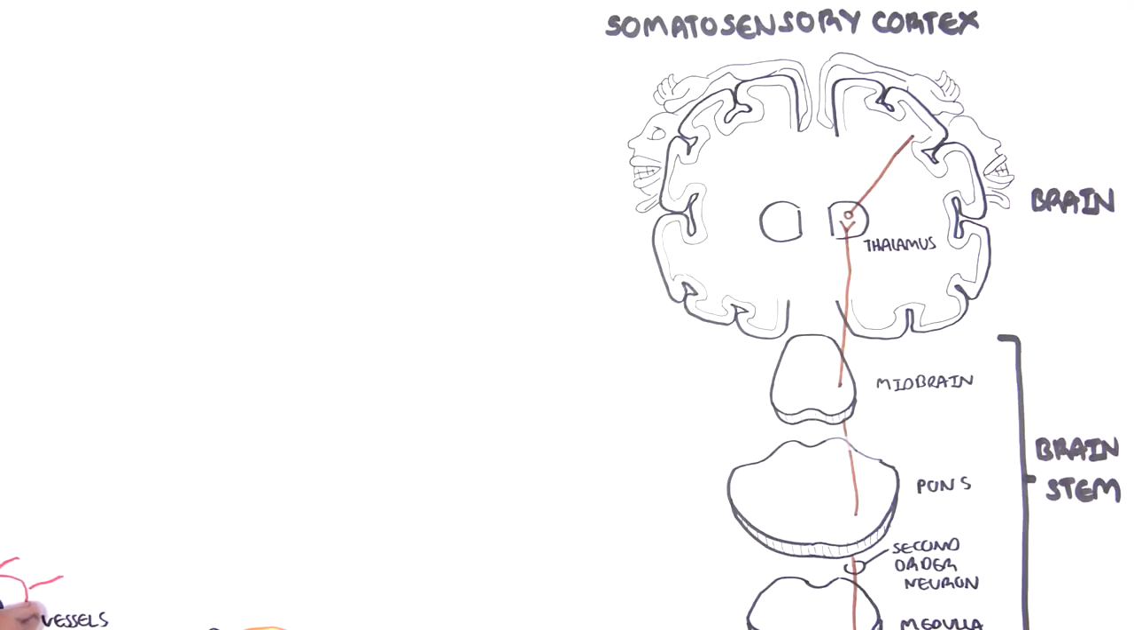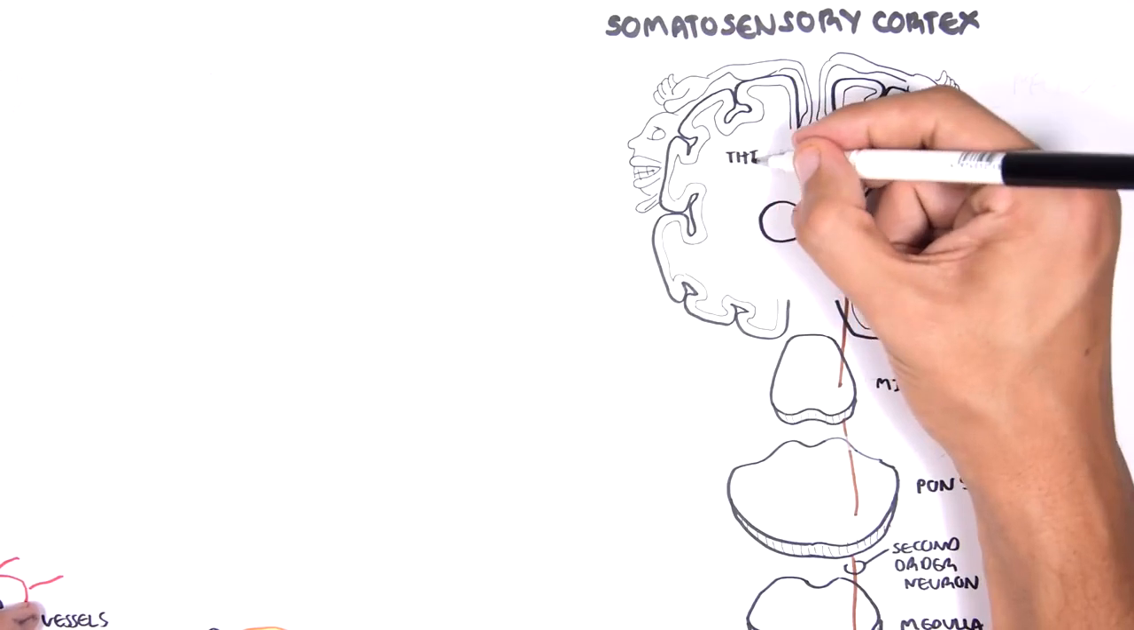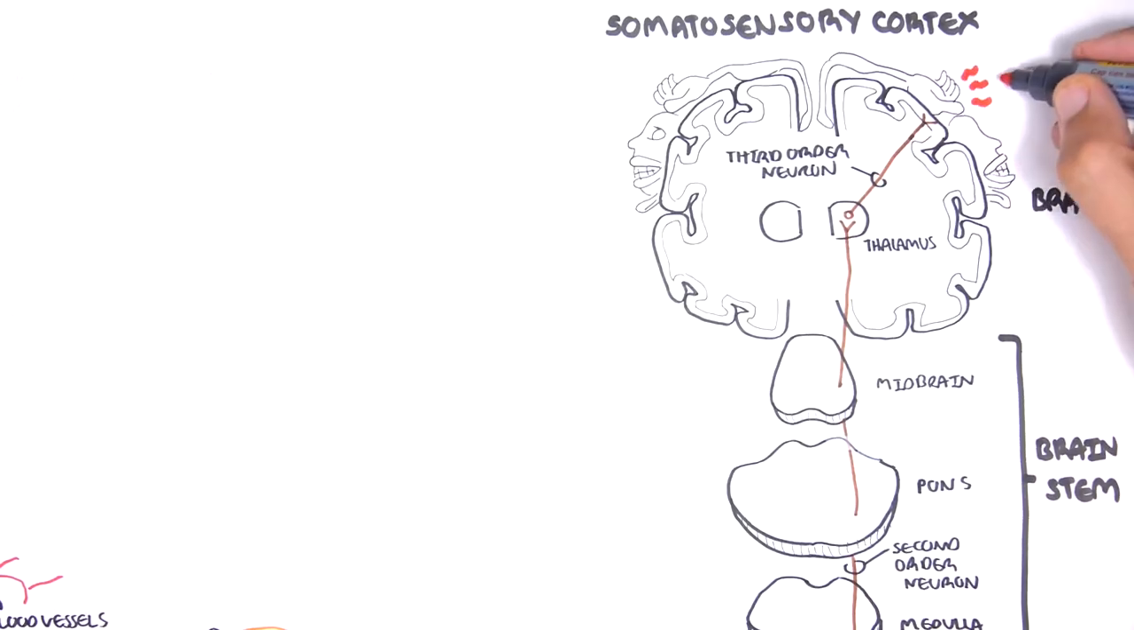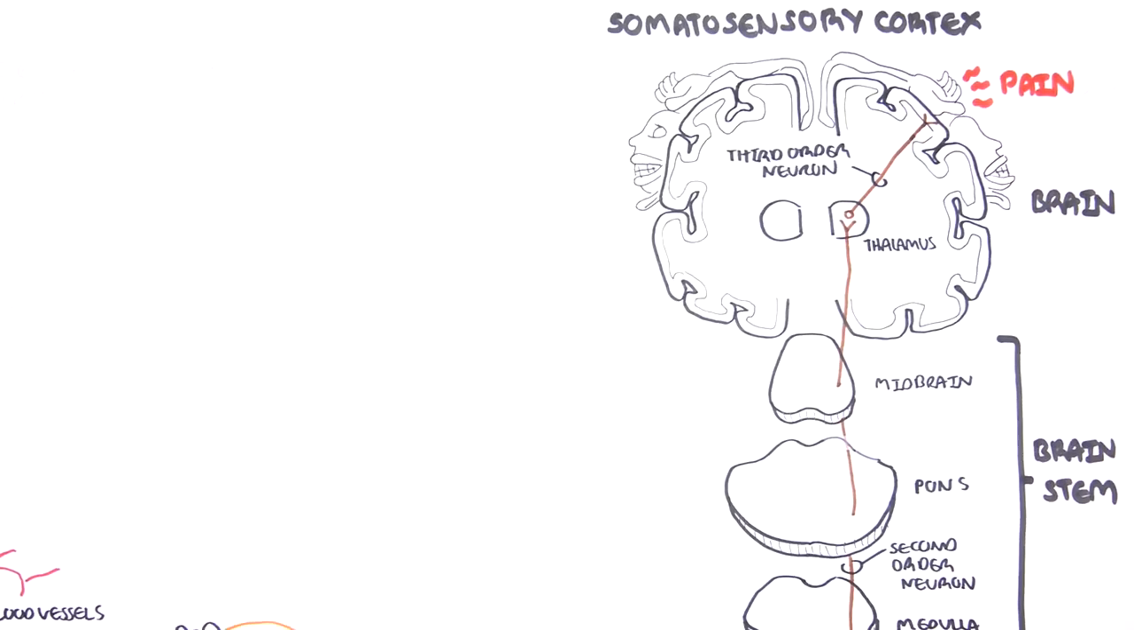The third order neuron, which is now stimulated, will carry this action potential stimuli to the somatosensory cortex. The third order neuron will actually discern which area of the body that information originated from. So here it will be the hand. And so here, in the somatosensory area for the right hand, the perception of pain is felt.